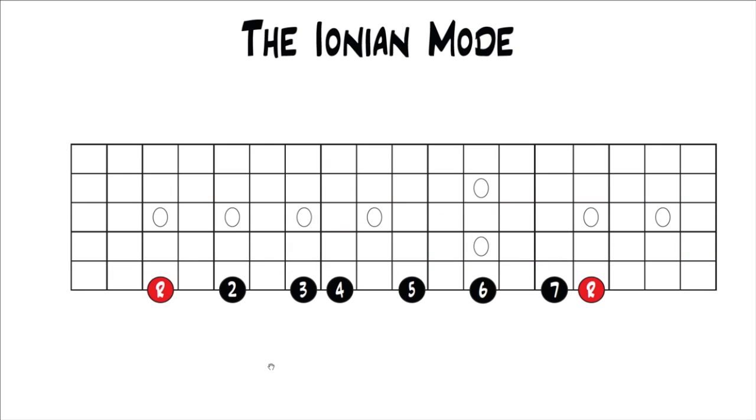So you already know that the intervals of the major scale are root, major second, major third, perfect fourth, perfect fifth, major sixth, major seventh, and back to root, or just root, 1, 2, 3, 4, 5, 6, 7.